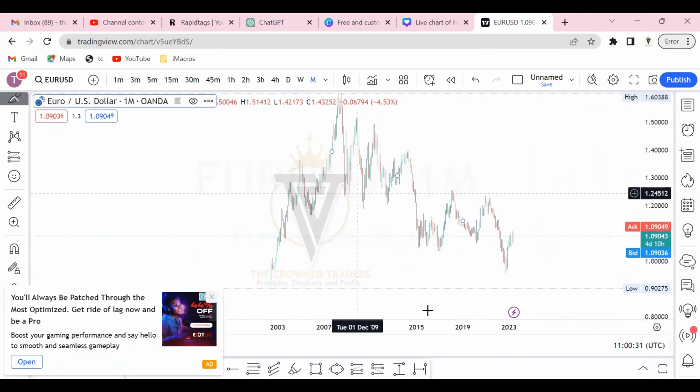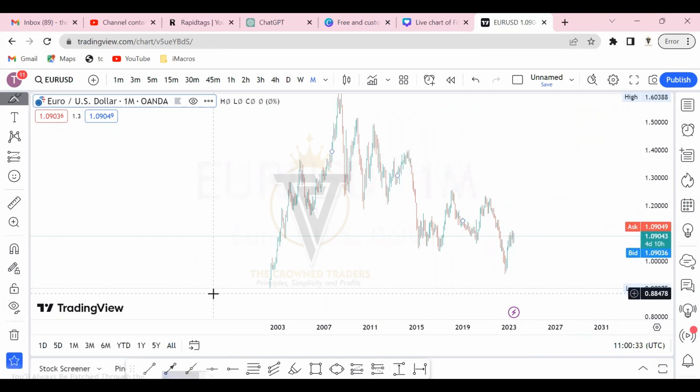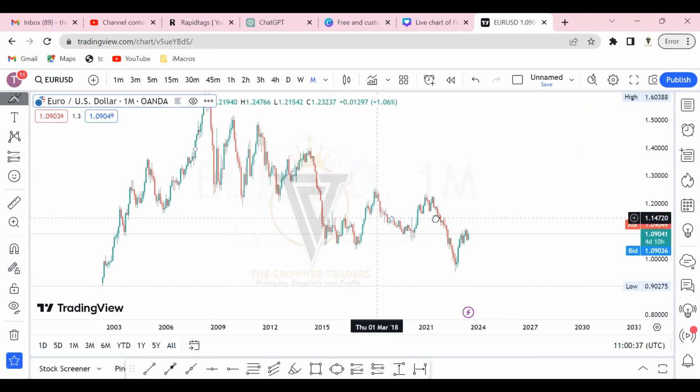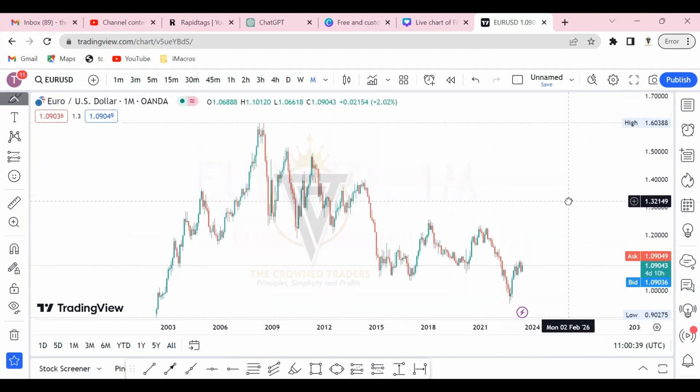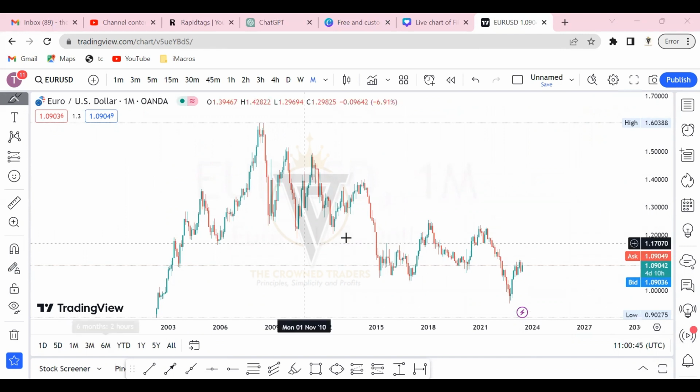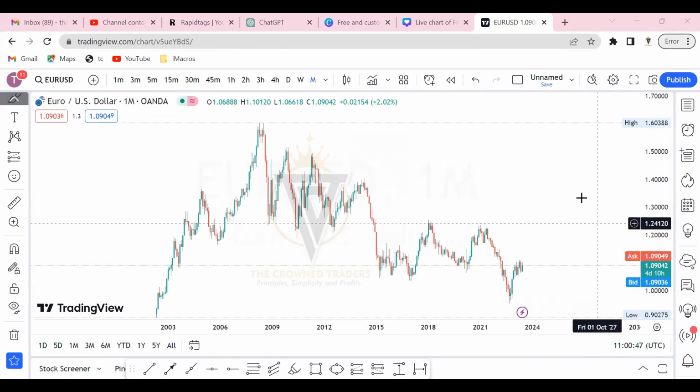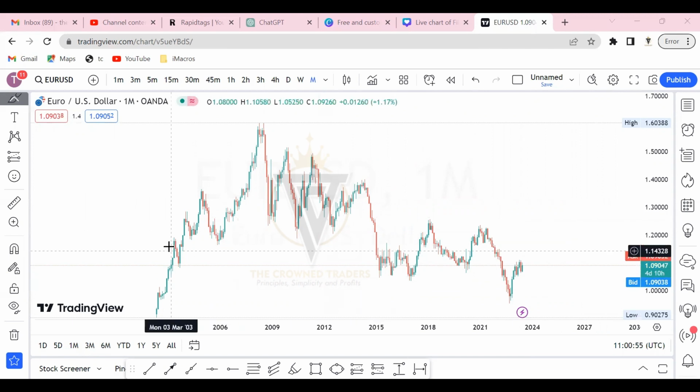So the first thing you want to do when you're on any chart is to go to the highest time frame that is provided by your broker. Go to the highest time frame of that chart. The highest time frame in this case is our monthly time frame. Go to the highest time frame first, and then look at the chart.